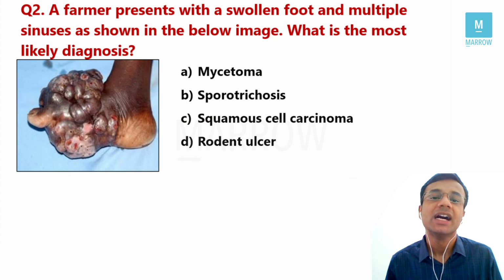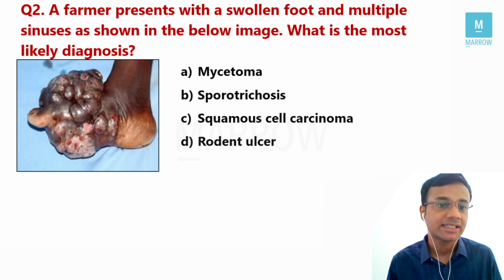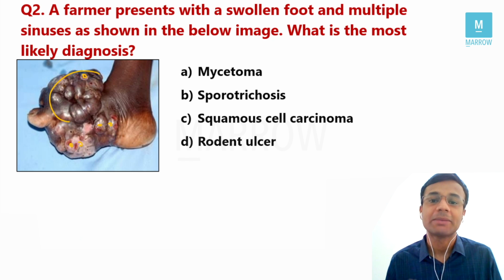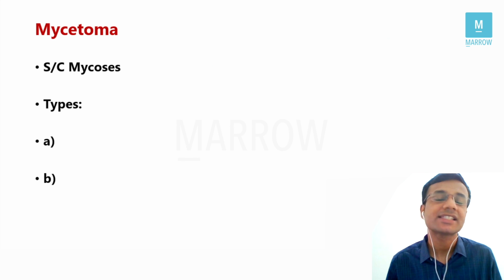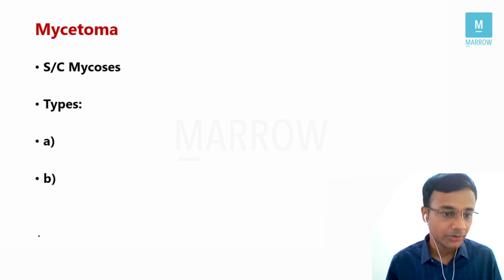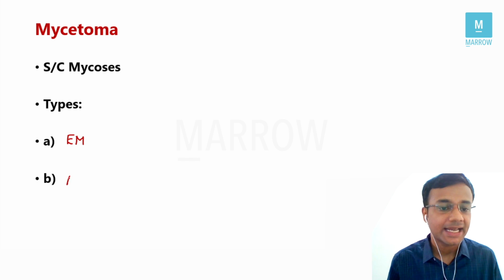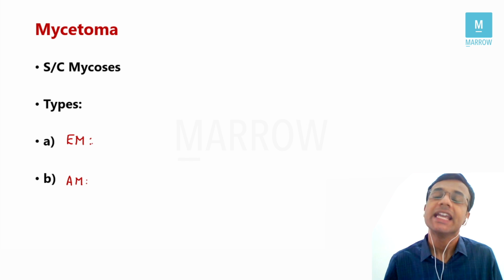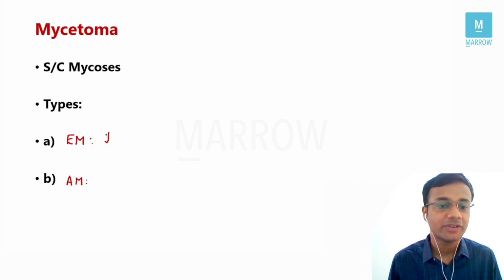We move on to the second question. A farmer presents with a swollen foot and multiple sinuses as shown in the image. What is the most likely diagnosis? What we see here is that there is swelling, and you can see that there are sinuses as well. Whenever a patient presents with a swollen foot and multiple sinuses, the correct answer has to be mycetoma. So what is mycetoma? Mycetoma is classified as a subcutaneous mycosis, and it is broadly classified into two, eumycetoma and actinomycetoma. In eumycetoma, the implicated organism is going to be fungus.